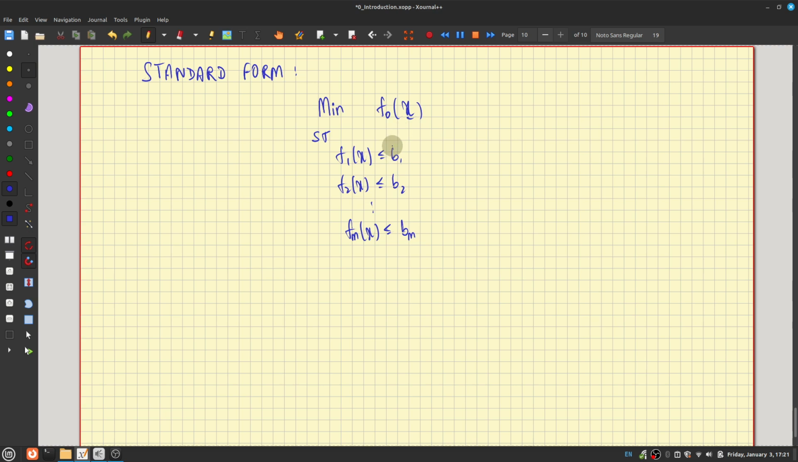So everything in this is important. First you want to minimize the objective function, and each of these constraints are inequality constraints. It's less than or equal to, and it's always less than or equal to, not greater than or equal to. Any questions?